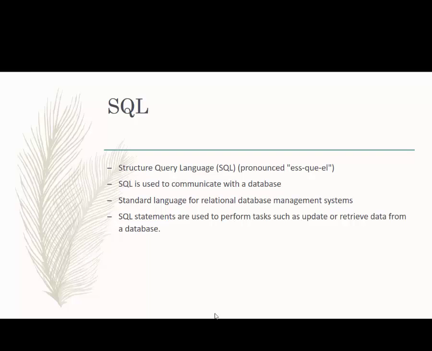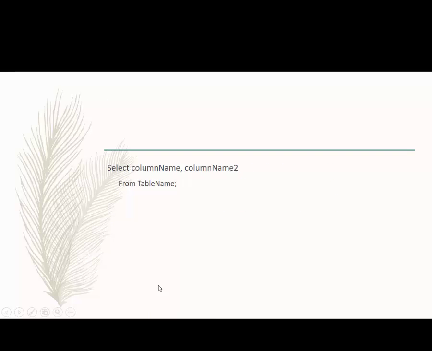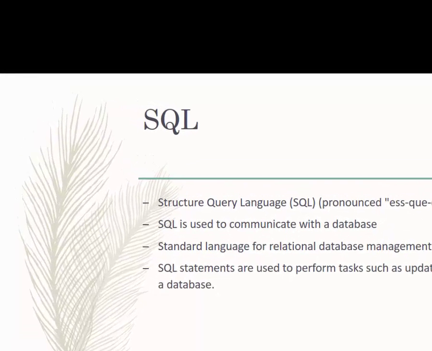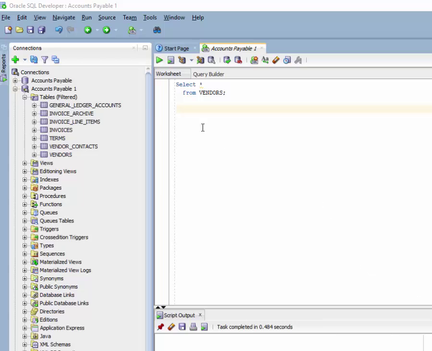So I want to show you very quickly some very basic SQL statements. The first one, you select the column name. So I want to show you some very simple SQL statements, and we're going to go over to SQL Developer to do this. So we're in SQL Developer. I'm in my accounts payable schema. I have my 7 tables, and I'm going to write a very simple SQL statement.